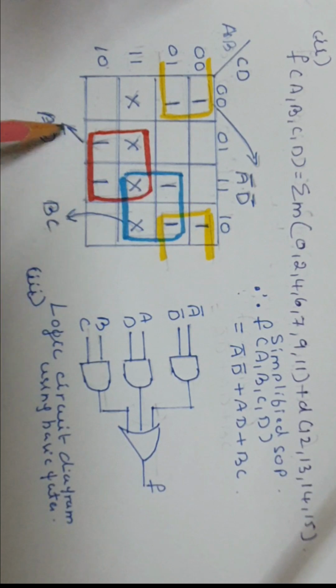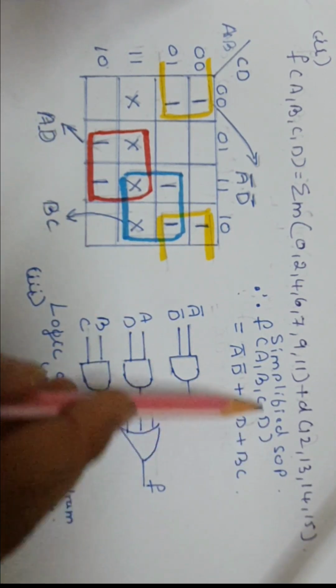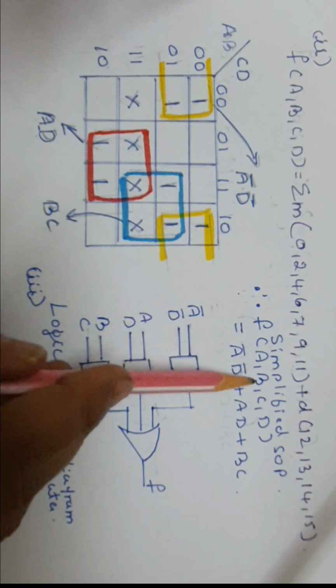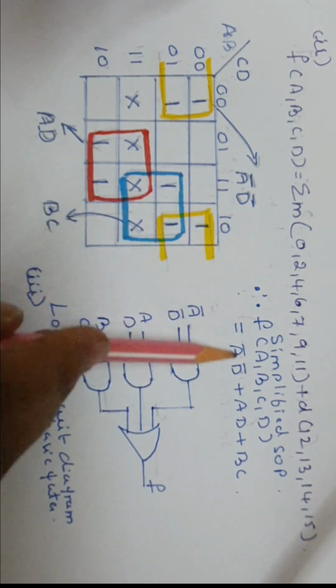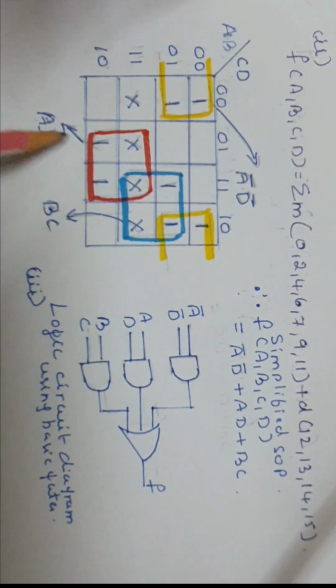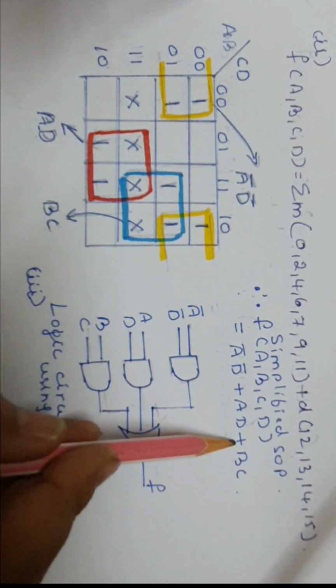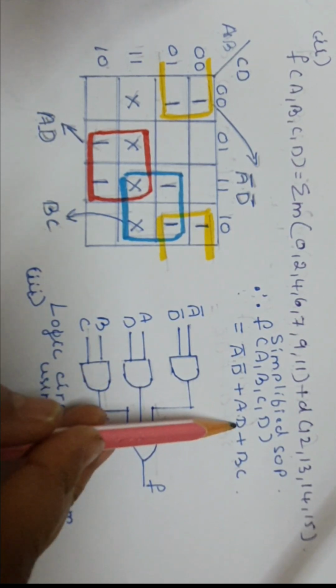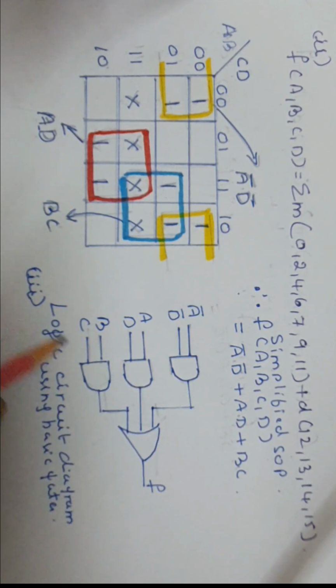Next, these three terms form the final expression. So simplified SOP is equal to F of A, B, C, D equal to A bar D bar plus AD plus BC in between sum. This is simplified SOP. Okay. With this, the third part of the question, we have to draw the logic circuit using basic gates.